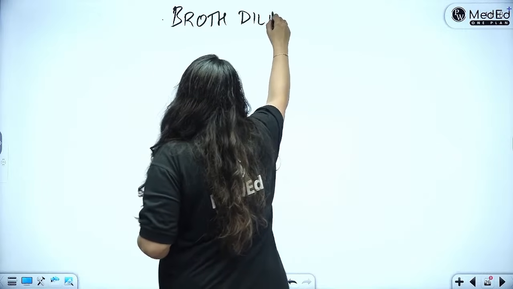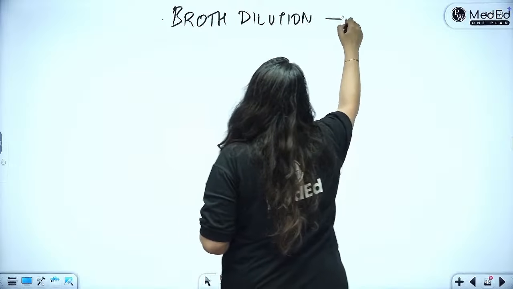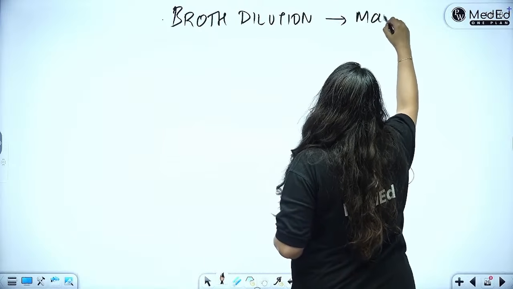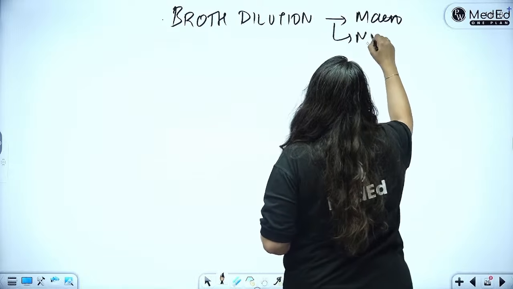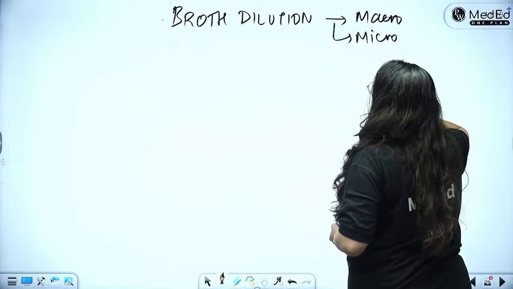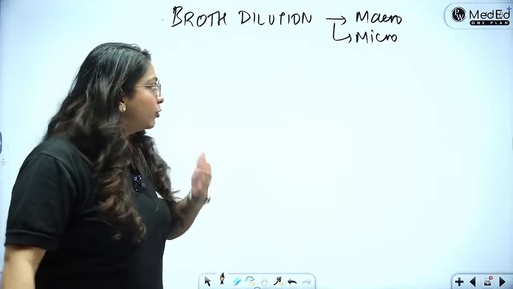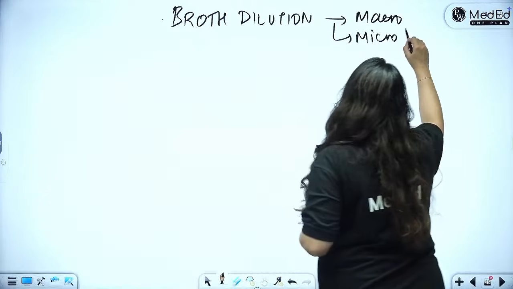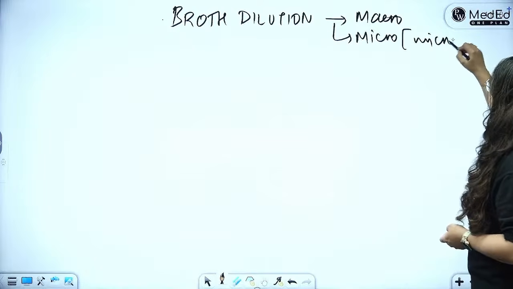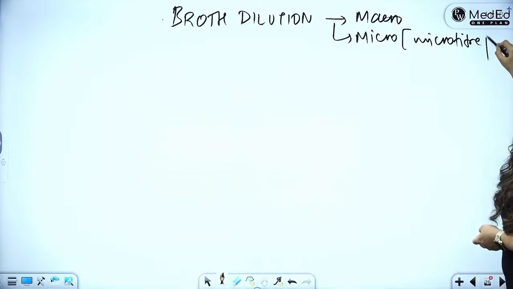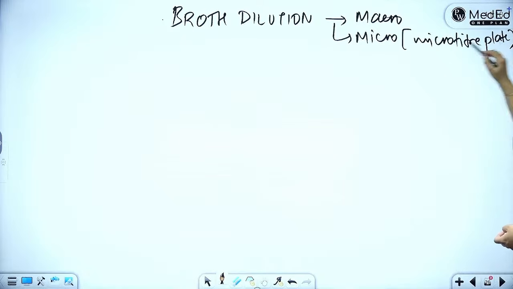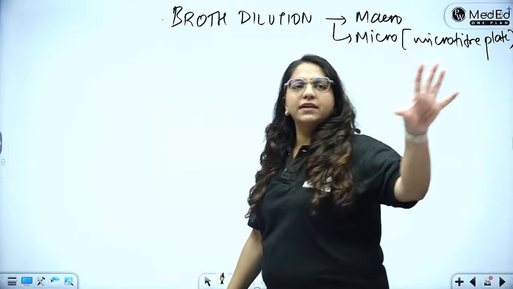Broth dilution. In broth dilution, there can be macro broth dilution and there can be micro broth dilution. The macro broth dilution is done in test tubes. The micro is done in the micro titer plate. The only thing which changes is the amount of inoculum, which is in microliters. Rest everything remains the same.